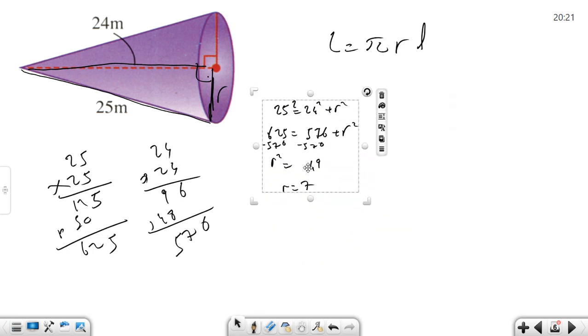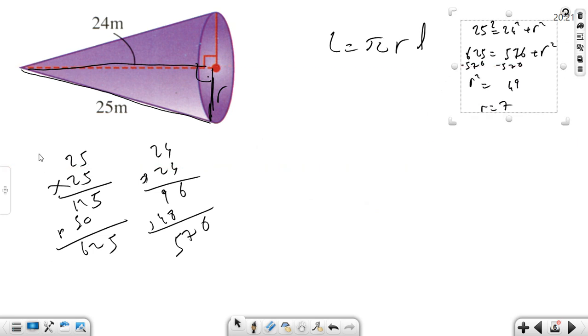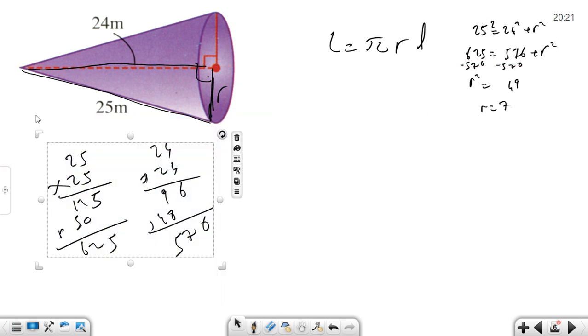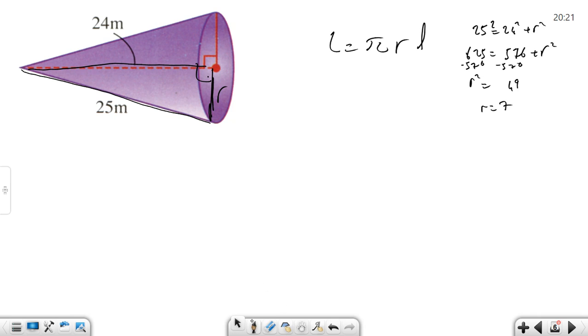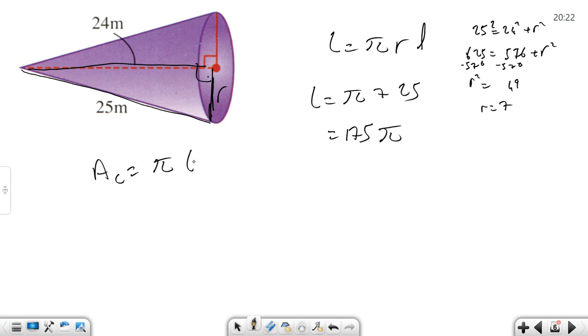Now the radius is 7, and I know the slant height. I don't need these calculations anymore. Lateral area equals pi times 7 times the slant height, given 25. 7 times 25 is 175 pi. This is the lateral area. So how can I calculate the area of the base? That's a circle. Area of the circle equals pi times radius squared. The radius is 7, squared is 49 pi. Why do I calculate that one? To find the surface area.